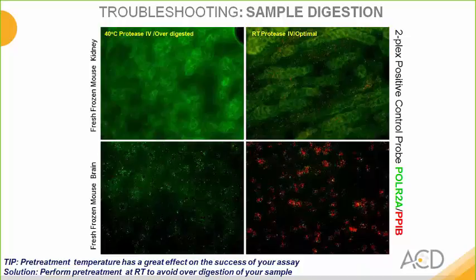Similarly, in the bottom panel is fresh frozen mouse brain, in which, again, you're completing the protease 4 at 40 degrees with overdigestion and loss of signal. And then to the right, once you complete the protease 4 at room temperature, you can see the signal clarity of your staining. So therefore, it is important that the pretreatment temperature can have a great effect on the success of your assay. And the solution would be to perform the pretreatment according to what we specify in the guidelines.